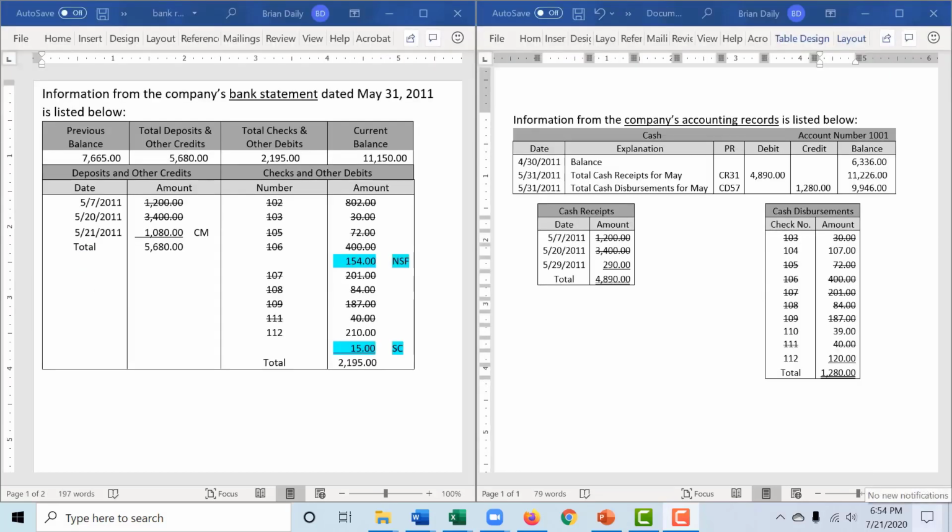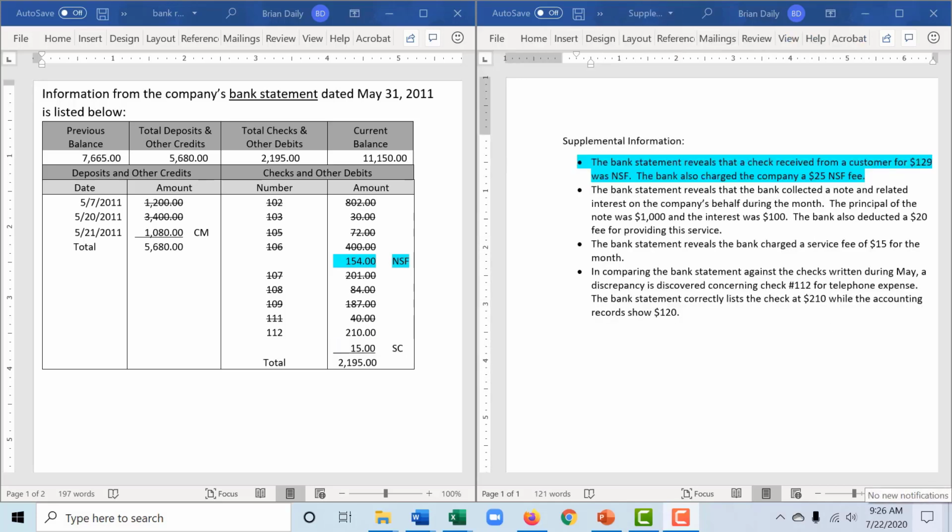If we return to the bank statement, we can see the two line items highlighted in blue, which we identified earlier, that appear on the bank statement but were not listed in the company's accounting records. Each of these items has a code listed next to it on the bank statement: NSF, which stands for non-sufficient funds, and SC, which stands for service charge. We can now look to the supplemental information for additional details. We will focus on these two items one at a time.